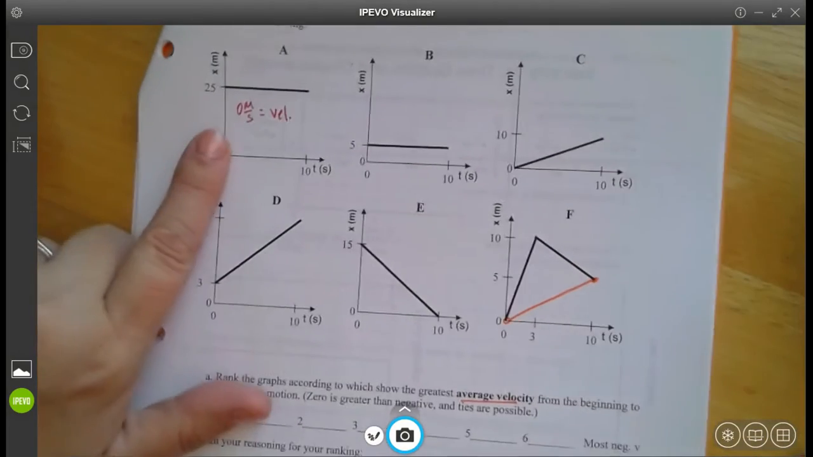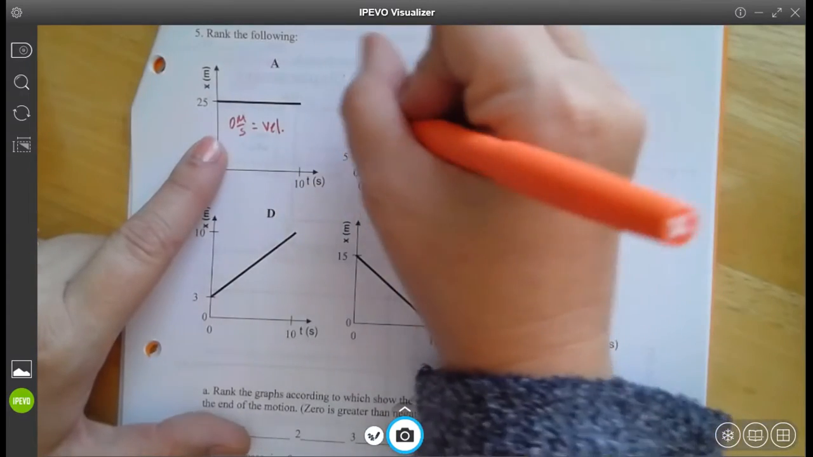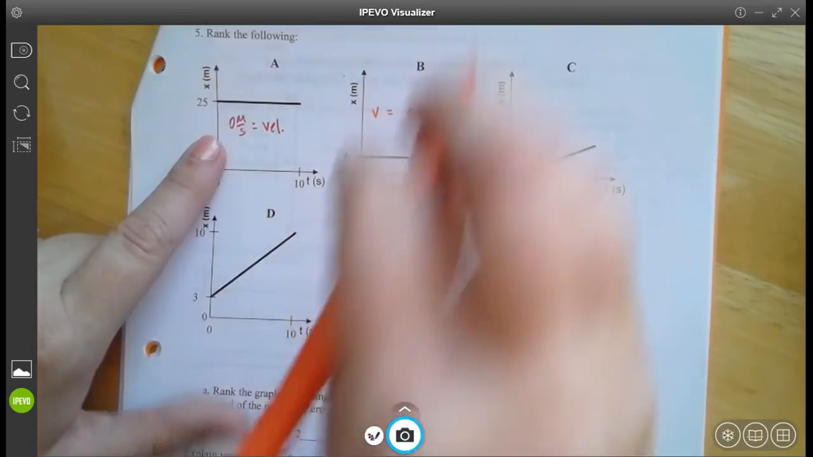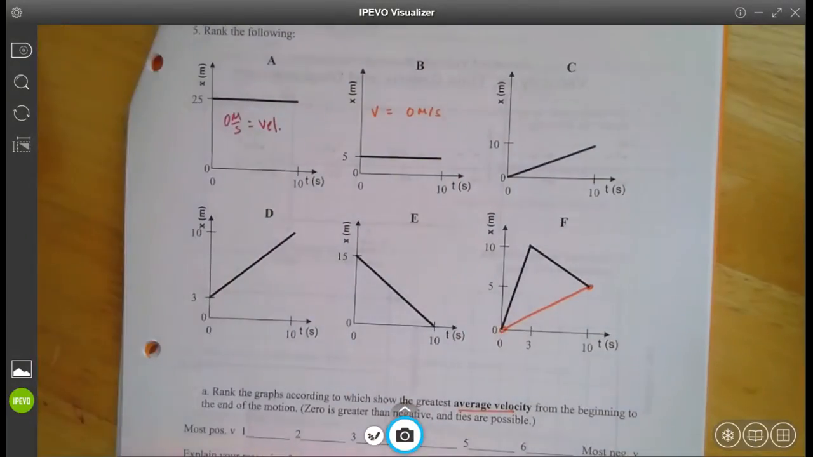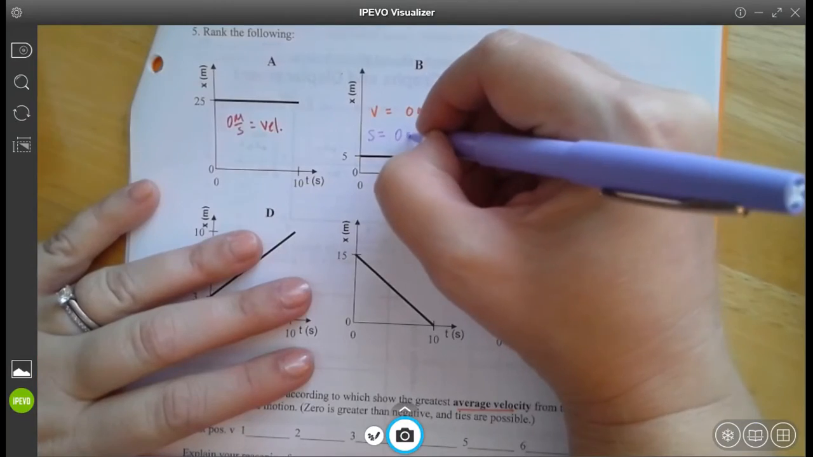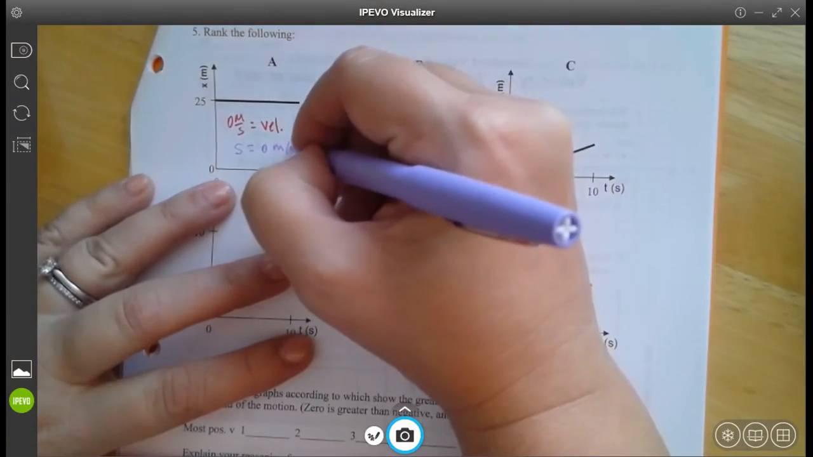All right, so this first one, we already have that the velocity is 0 meters per second because we've got a line that has a slope that equals 0. Same thing is going to be true for B. Our velocity is going to be 0 meters per second. If we're trying to calculate speed, we're going to see the same thing because there's no change in position. So I'm going to write speed is 0 meters per second. Here, speed, 0 meters per second.